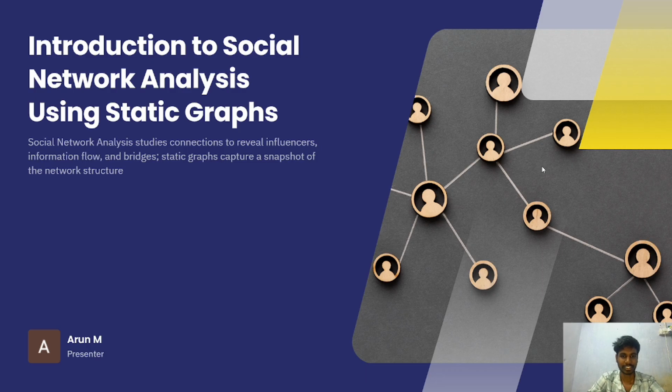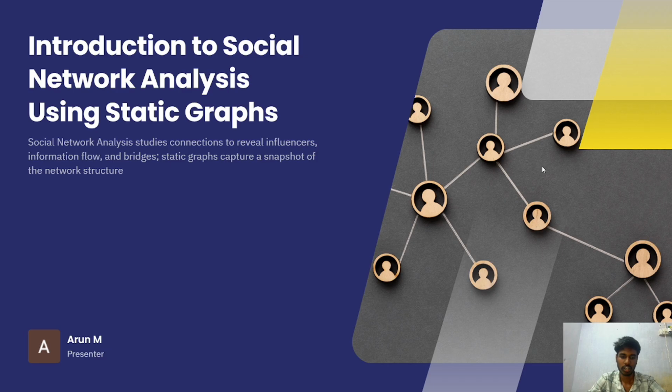A static graph captures a snapshot of the network structure. In social network analysis, each person is a node, and each relationship is an edge. For example, if I am connected to you on WhatsApp, that is an edge. If two of your friends talk to each other regularly, that is another edge. When we capture all these connections at one particular moment, we call it a static graph because it does not show how things change over time. It's like taking a single snapshot of the network.